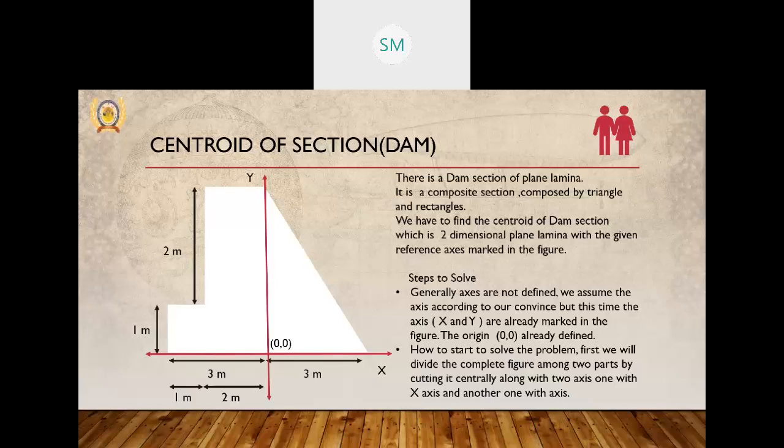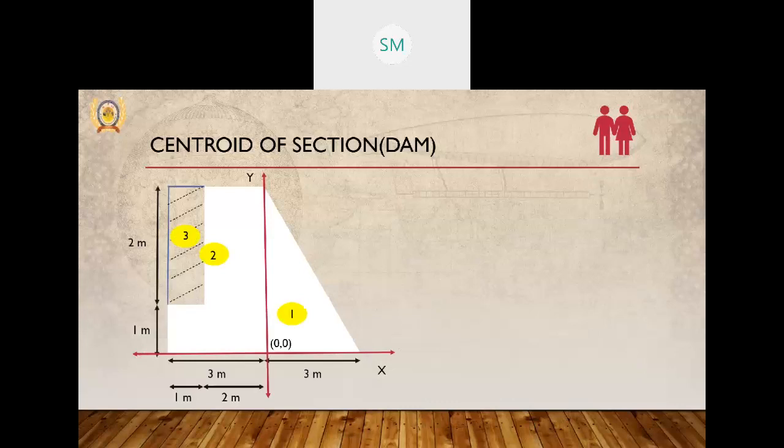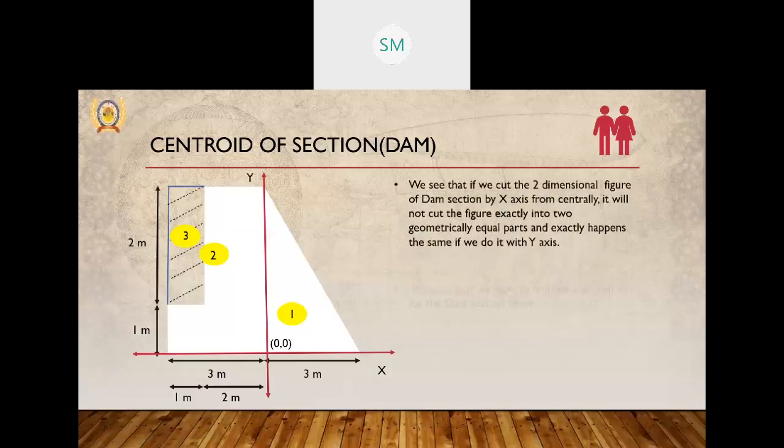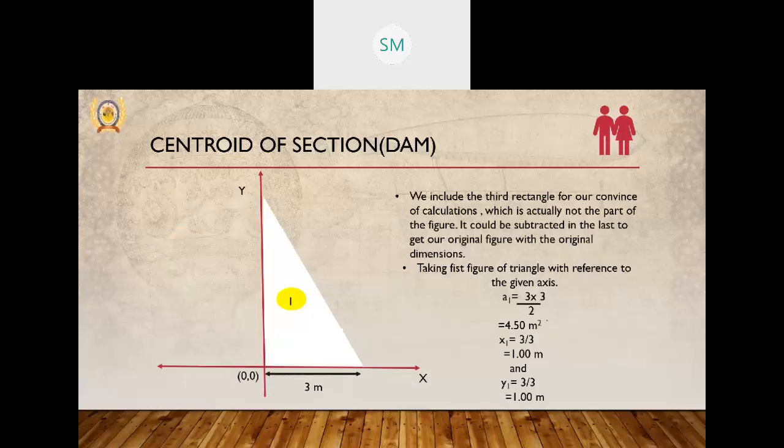We find that this is not symmetric about any axis. We have to find out the x bar and y bar for this dam section. So first we take the first part, that is the triangular portion. Second one, we take the complete rectangle. This third part we are covering inside the second rectangle. The first area is half into 3 into height. Base is 3 and height is 3. So that will be 4.5 meters square.